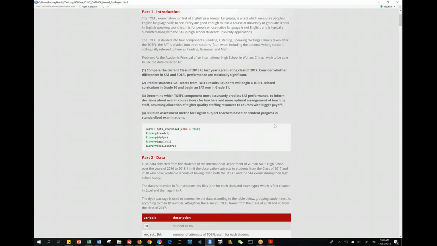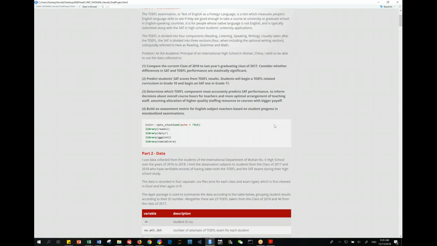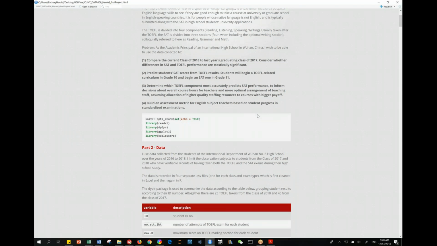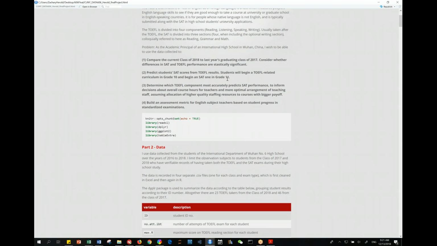Okay. So basically, I have 2 years of data from this senior 3, which is grade 12, and last year's graduating class. I wanted to see if there's a statistically significant difference between their results, especially of the maximum SAT score that they end up getting. And I wanted to see if there was any correlation and if TOEFL could be used as a predictor of SAT score.